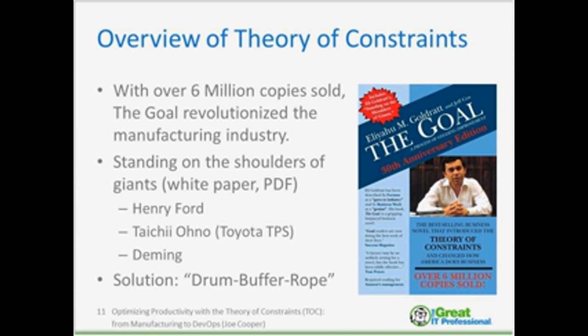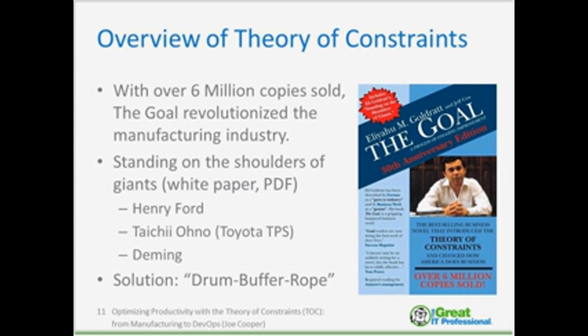Dr. Goldratt really studied Henry Ford and Taiichi Ohno as well, and many believe that he stood on the shoulders of these giants and took major leaps forward as well with the theory of constraints. In this white paper, Dr. Goldratt also references Deming as someone who really helped him to understand systems thinking, and so you can consider Deming also one of the giants that Dr. Eli Goldratt stood on the shoulders of.